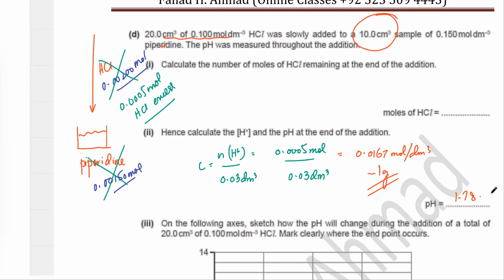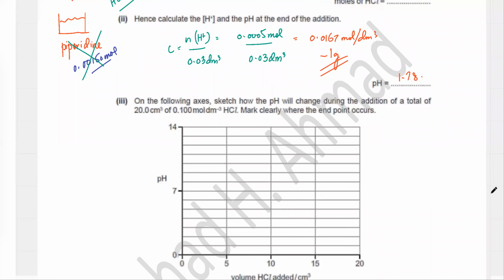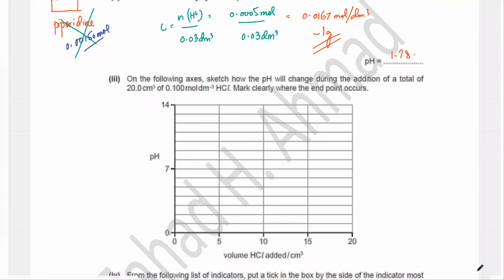So on the graph, once you add 20 cm cube of HCl, the final pH is 1.78, which should be somewhere over here. That's your final pH. Remember, for the pH curve, you need 3 points. You need the final pH, you need the starting pH.